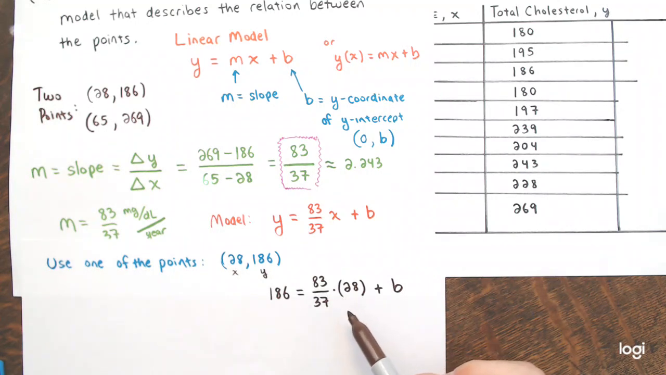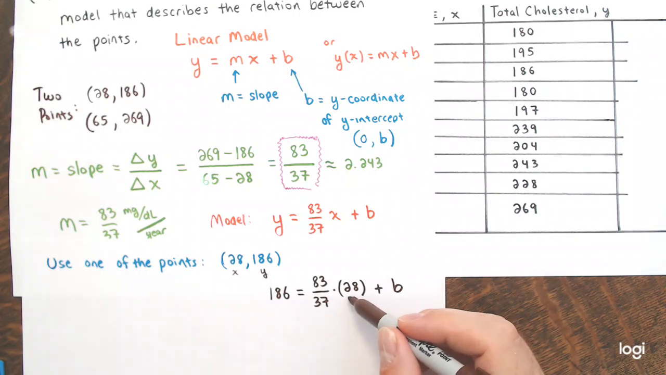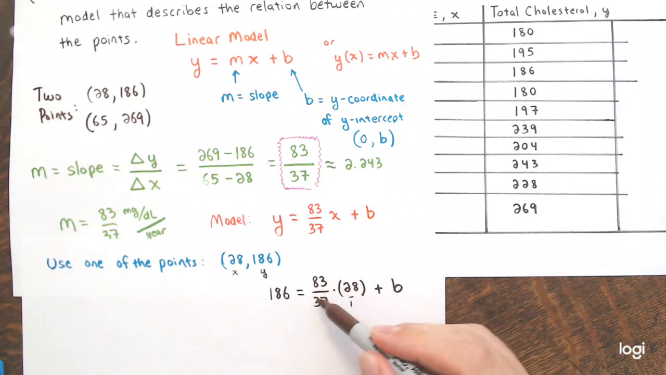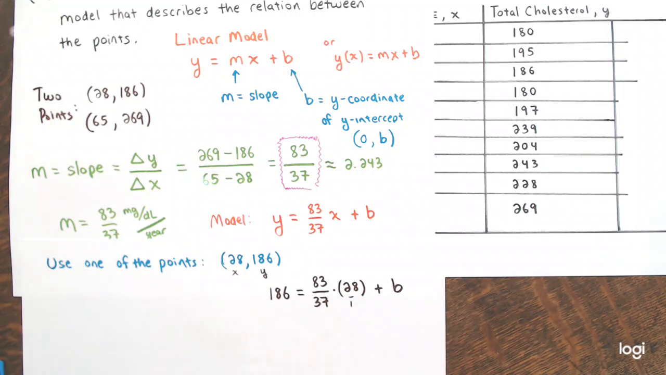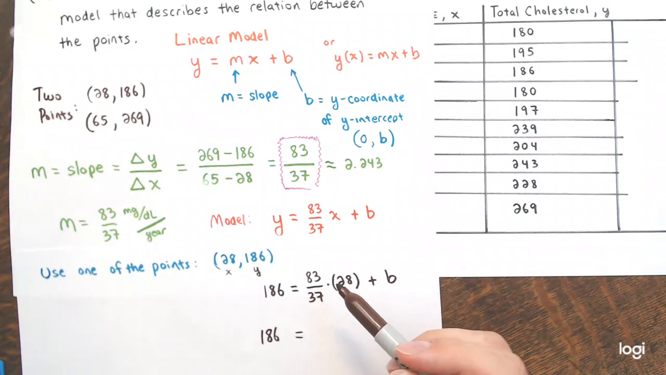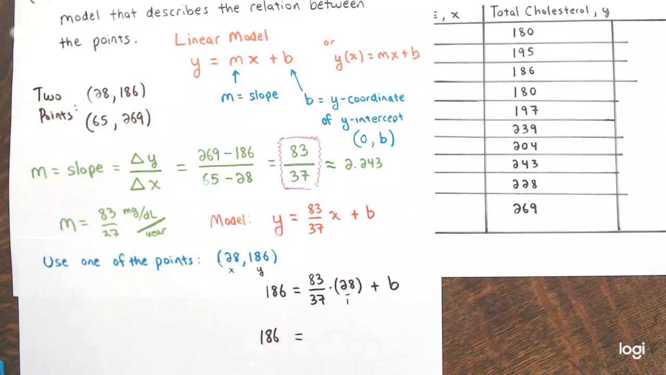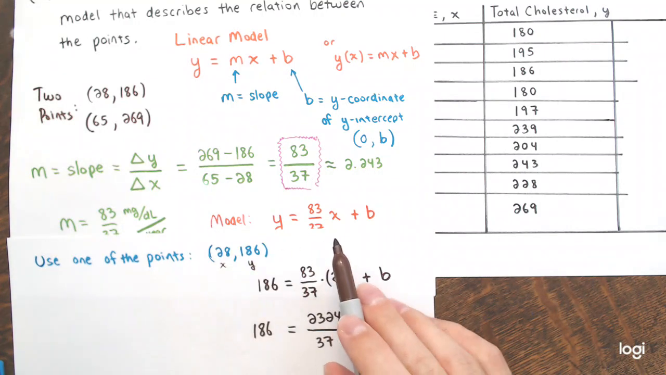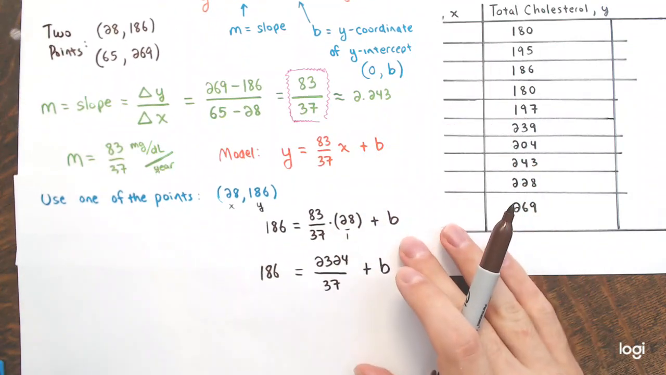Now this is like 28/1. Remember, any number without a denominator has a denominator of 1. So I can multiply these fractions. You just multiply the numerators. I'm going to use my calculator to make it a little quicker. So over here I have 186, and here 83 times 28 is 2,324, and the denominator is 37. Then we have plus b, and you see now once I plug in this point to our model, we can solve for b.